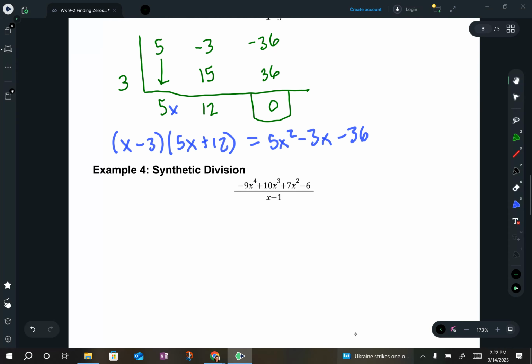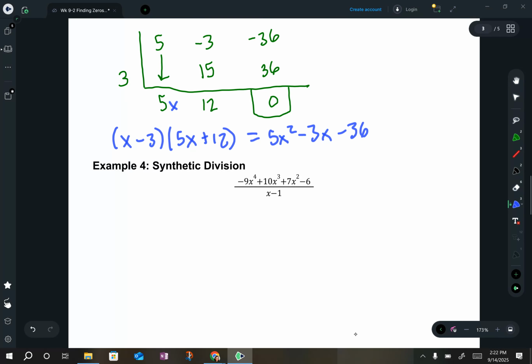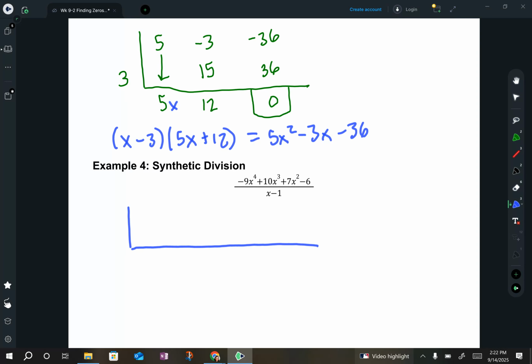Just practicing the synthetic division. All right, so we're going to set this one up. It's a little bit longer problem. We're going to write our coefficients, and make sure you put these in order of decreasing degree. So I don't have an x term here. I have x fourth, x cubed, x squared. I don't have an x, and I have a constant. So that means I need to put a 0 placeholder for my x term.